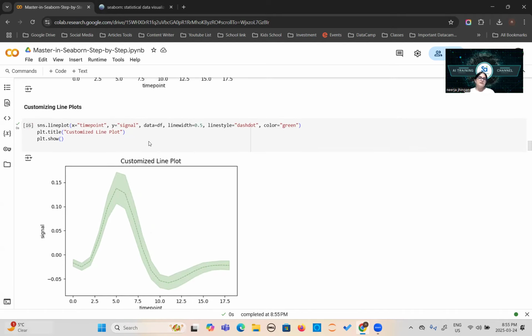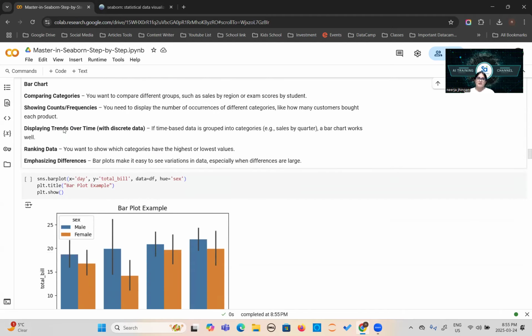Now, we will move ahead with the bar chart. A bar chart is basically used when you want to compare between categories. You can work with a categorical variable. You can also work with a numerical variable, but it should not be continuous. It should be discrete data. Remember it. If you don't know what discrete is, you can watch my statistics series.